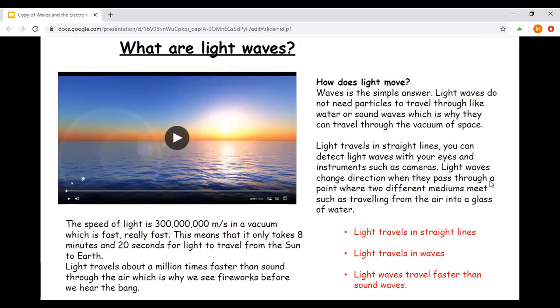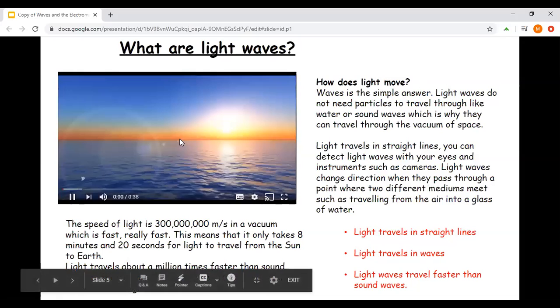They change direction when they pass through a point where two different mediums meet, such as going from air to water, or when it enters a glass block. Now, again, just a nice little video here, just because it is.